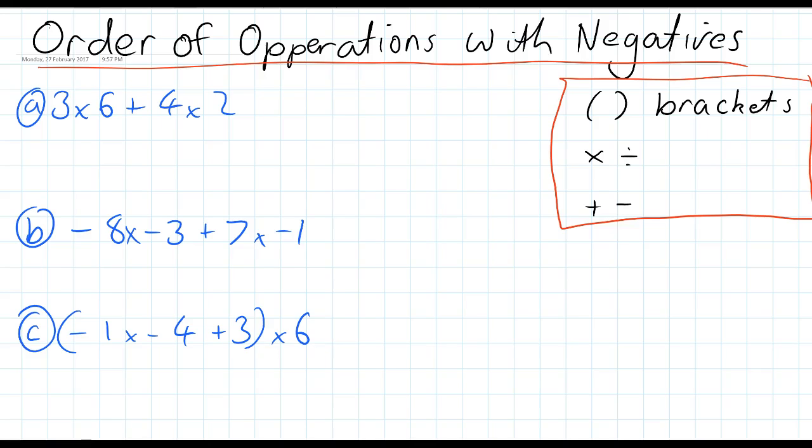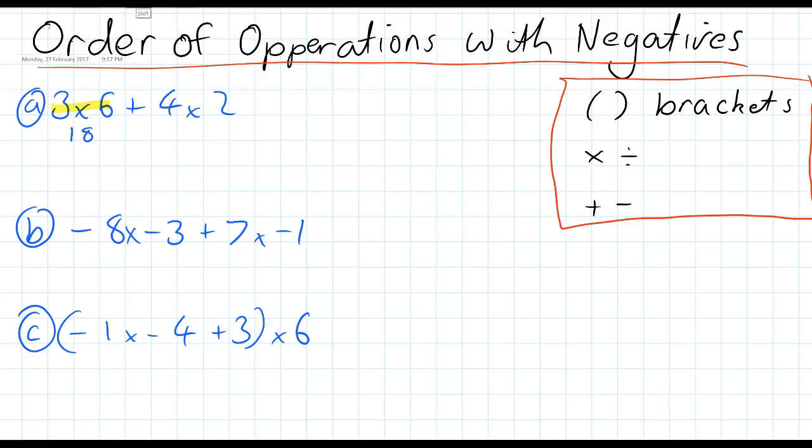First thing you do with order of operations is just check if there's any brackets. So in question A, there are none. Then we look for times and divide, and the second we see a times or divide, we do that first. I'll go through with my highlighter so you can see the different things. We've got firstly 3 times 6, which is a times. So I do that first and write it underneath. 3 6s are 18.